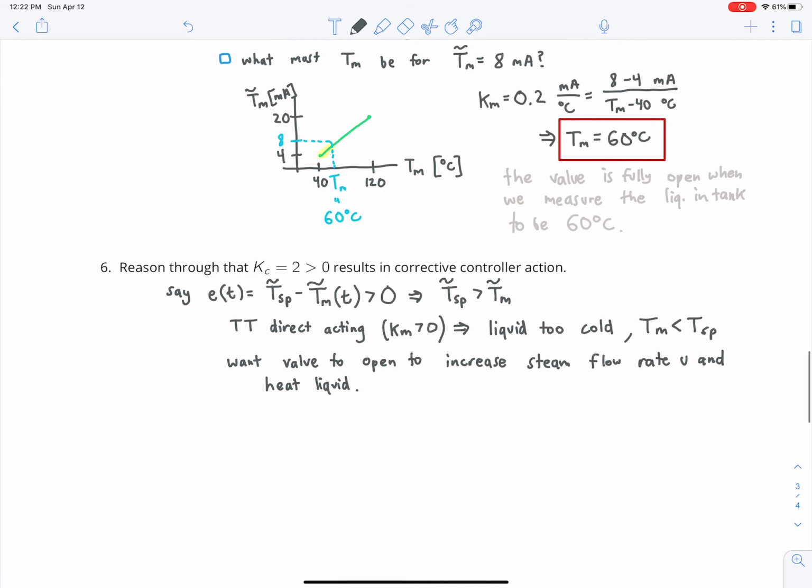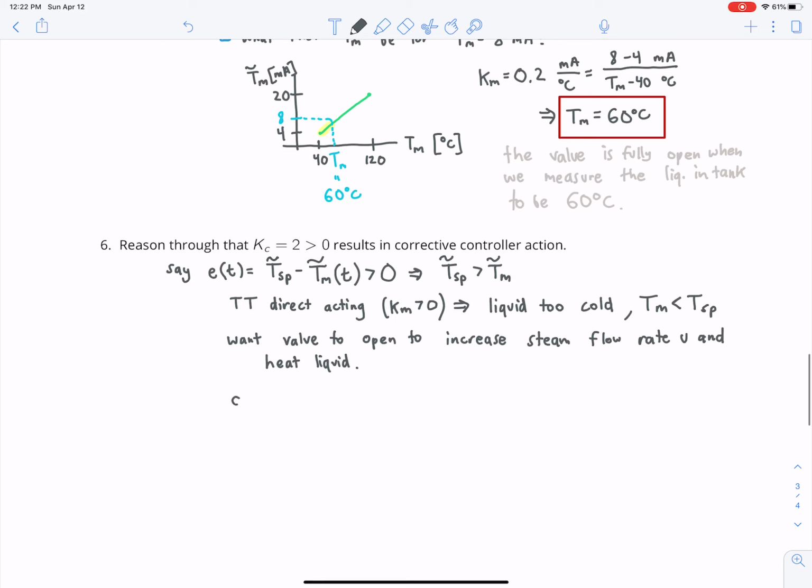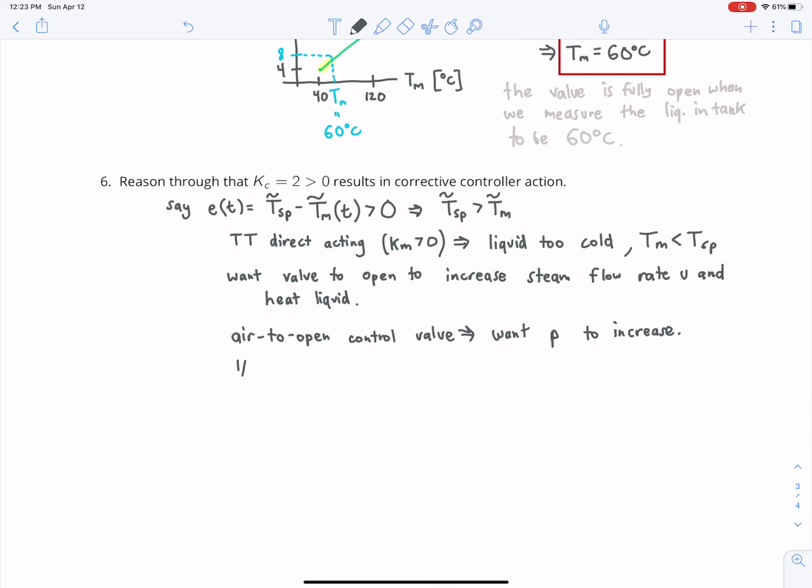All right, so we want the valve to open more because the liquid is too cold, all right? And now, because the control valve is air to open, if we want it to open, we want the pneumatic signal P to increase. All right? And since the current to pressure transducer is direct acting, i.e. KIP is greater than 0, what that implies is we want the controller output, which determines P, to increase, right?